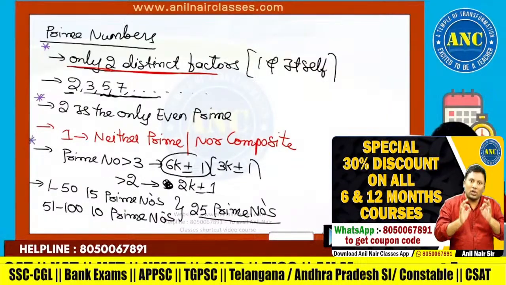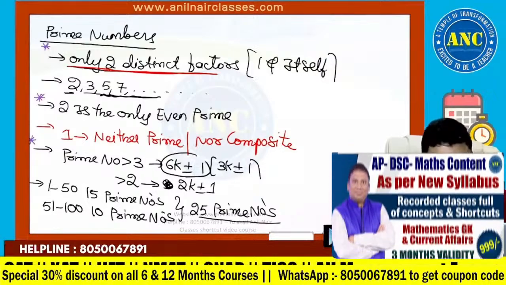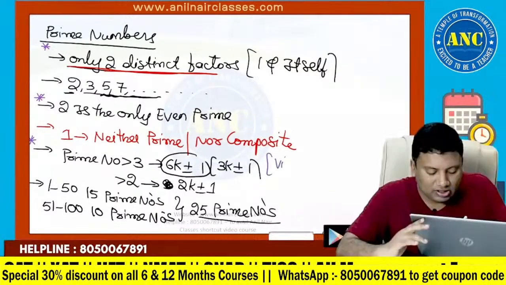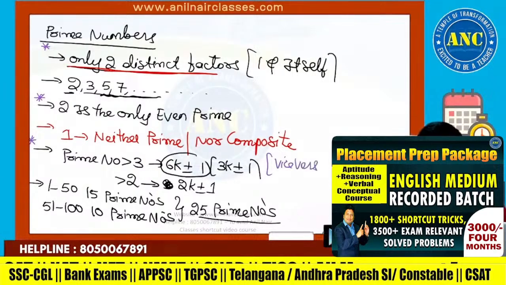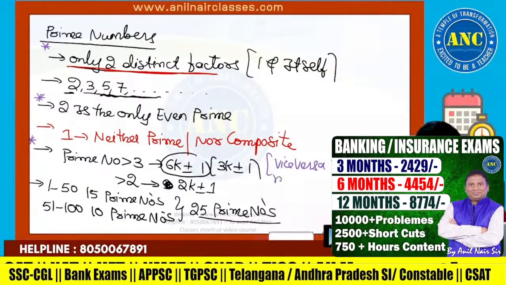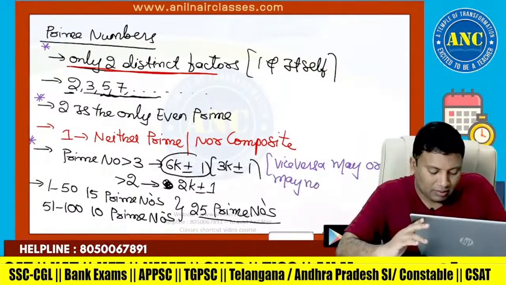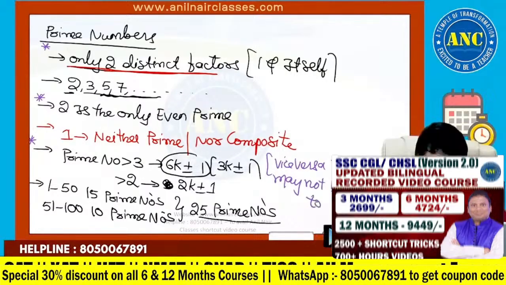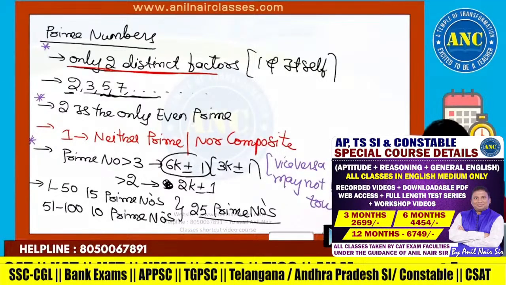Every prime number greater than 3 is of the form 6k plus or minus 1. Vice versa may or may not be true. Right? 6k plus or minus 1.